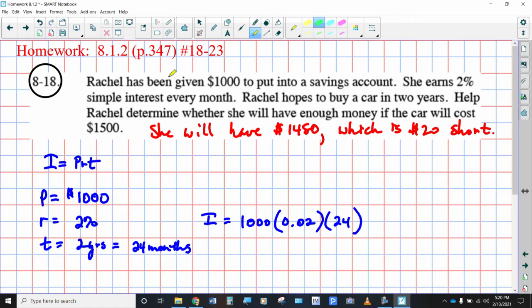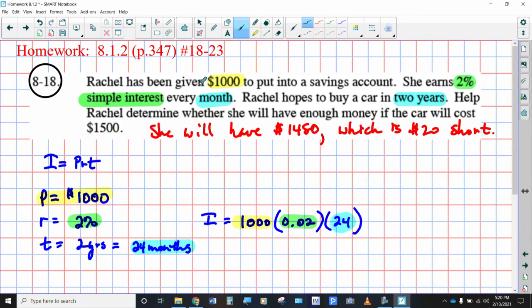All right. Rachel's been given $1,000 put into a savings account. She earns, all right, so that's principal. There's our principal, $1,000. Interest rate is 2%, and 2% in decimal form is 0.02. And what are the terms? It is simple interest. That's good to know. So we're going to use I equals PRT. And Rachel hopes to buy a car. Oh, it's every month, isn't it? So in 2 years, 2 years is going to be 24 months. So we will put a 24 here.